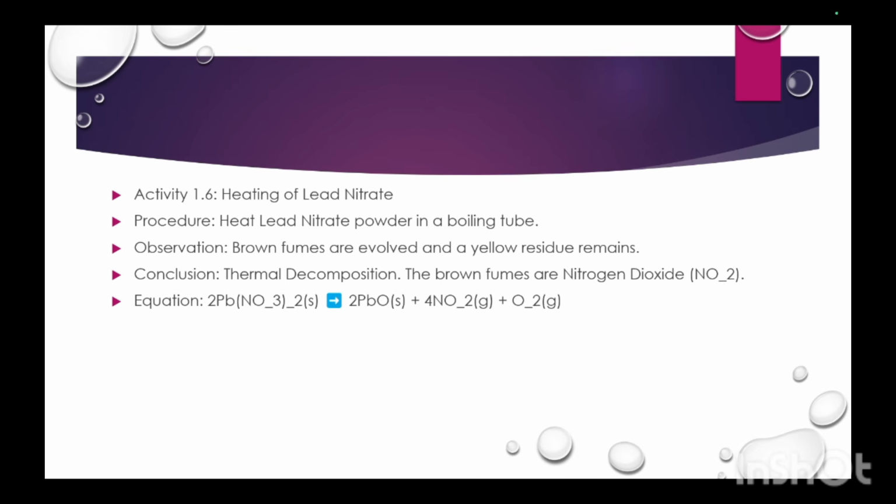When we heat the lead nitrate powder in the boiling tube, what do we observe? We find that brown fumes are evolved and a yellow residue remains. Conclusion: thermal decomposition. The brown fumes are nitrogen dioxide, NO2. The equation is 2Pb(NO3)2 gives 2PbO plus 4NO2 plus O2.